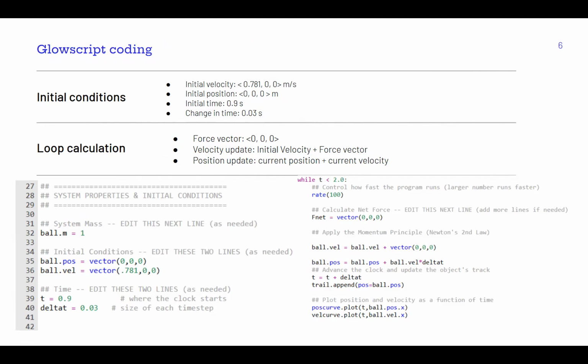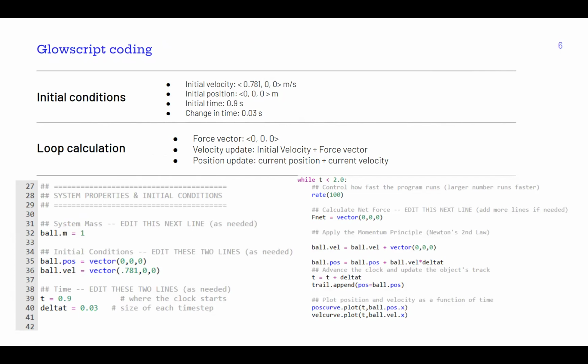The velocity update formula we used was initial velocity plus force vector over m times delta t. However, because the force vector was zero, the velocity update remained the same, which was the initial velocity, 0.781, for the entire time.